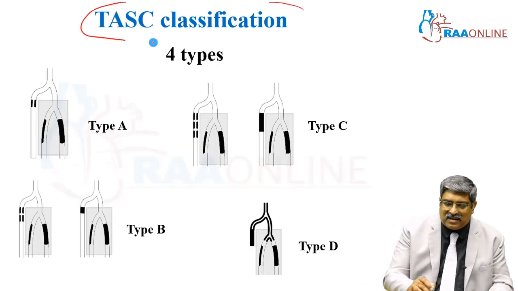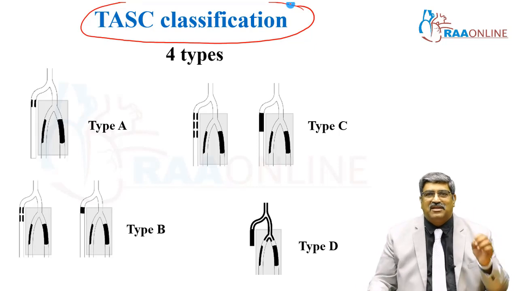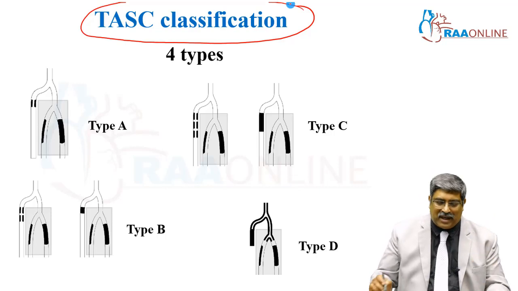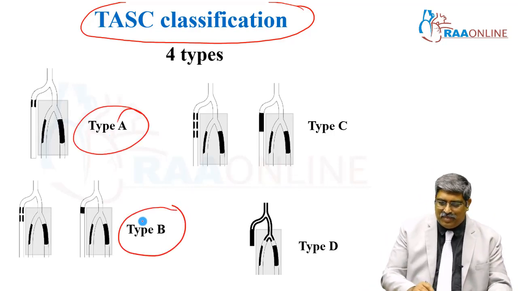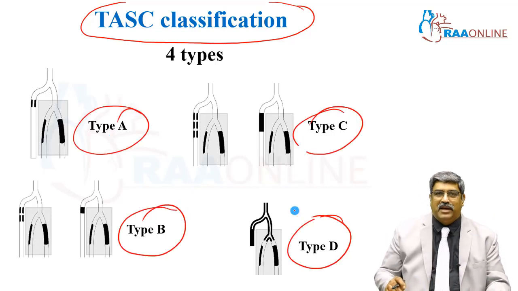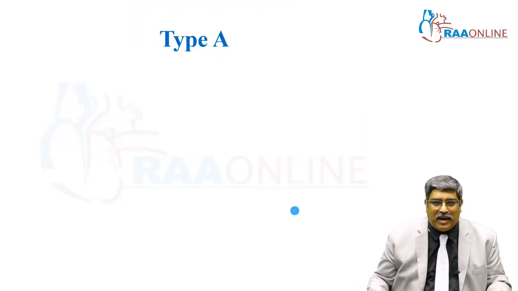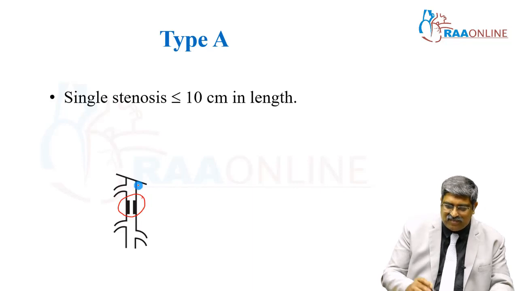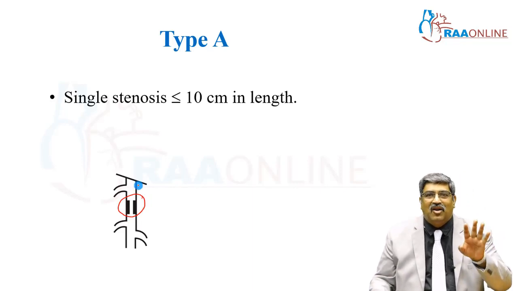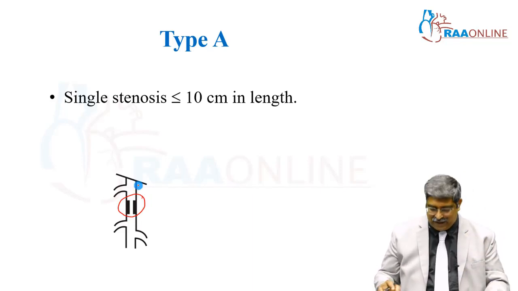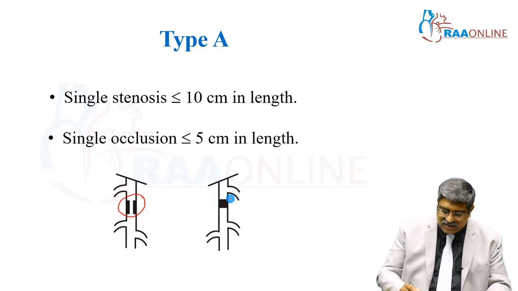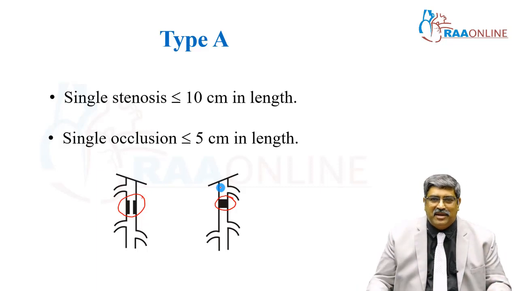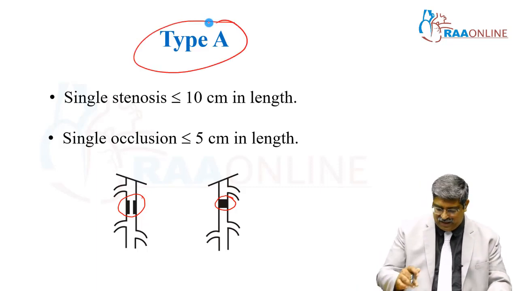According to the Transatlantic Society of Consensus Guideline on Vascular Disease, peripheral vascular disease is divided into 4 types: Type A, Type B, Type C and Type D. Coming to Type A, here it can be a single stenosis which is less than or equal to 10 centimeter in length, or it can be a single full occlusion which is less than 5 centimeter in length. This is Type A lesion.